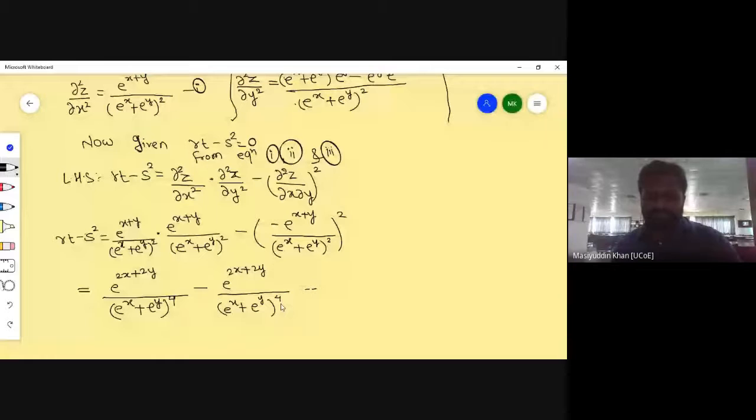So this part is completed here, and you can observe that RT minus S square, so RT minus S square is equal to 0, and this is our result. So you can see that the only work is we have to perform the derivative. Without derivative, I'm not supposed to do anything.